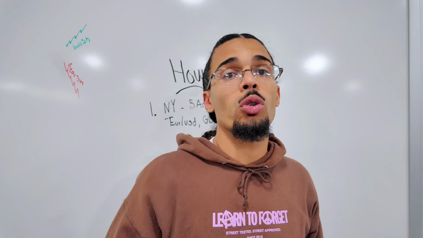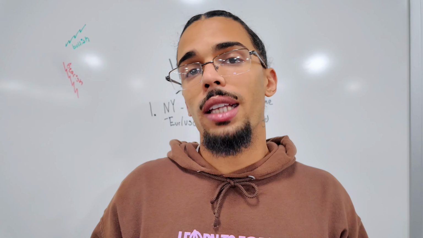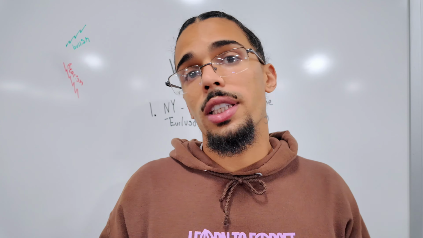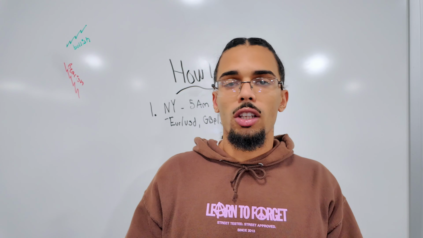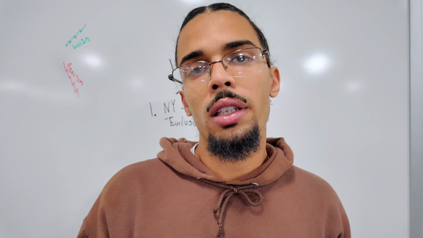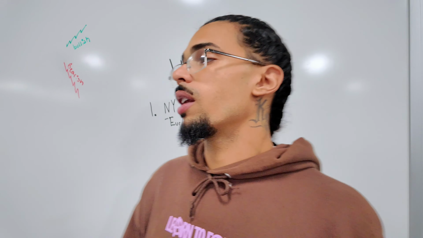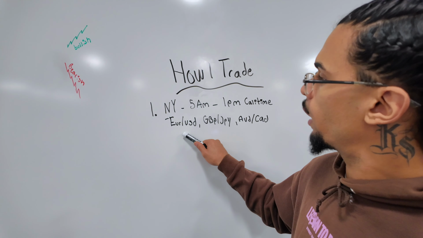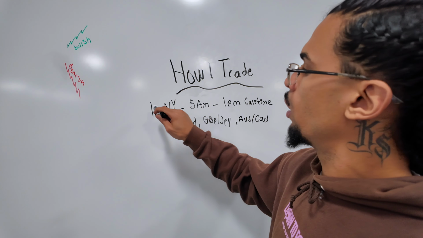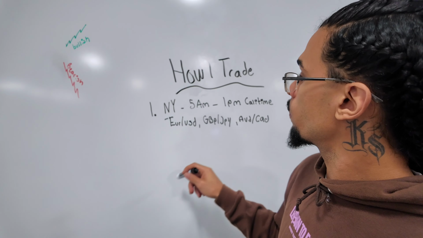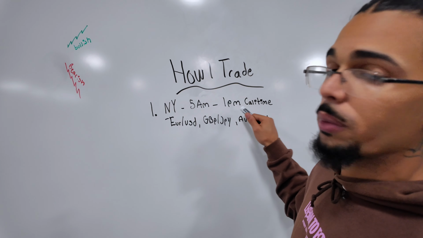We're going to be trading the New York Open, 5 a.m. Cali time, because that's when our pairs have the most volatility in the crossover from the London and the New York session. The next thing we're going to get into is the pairs we're using. So first we went over, we're going to be trading the New York session from 5 a.m. to 1 p.m. Cali time.